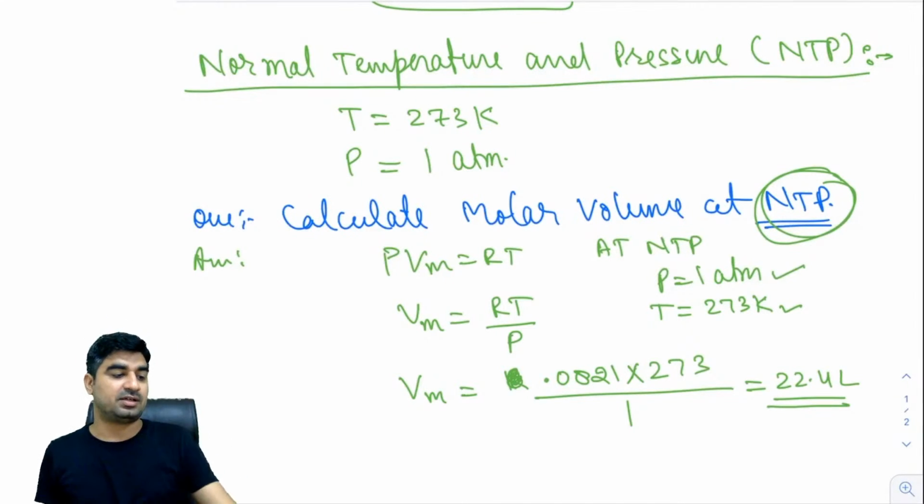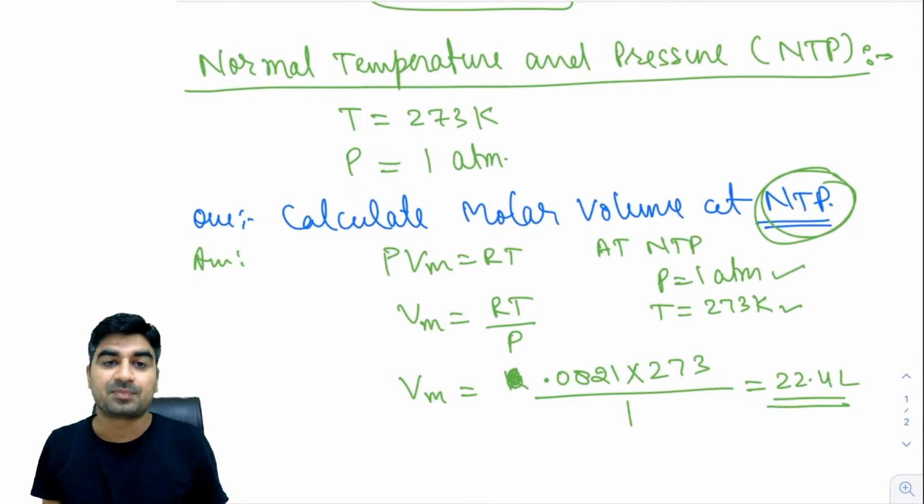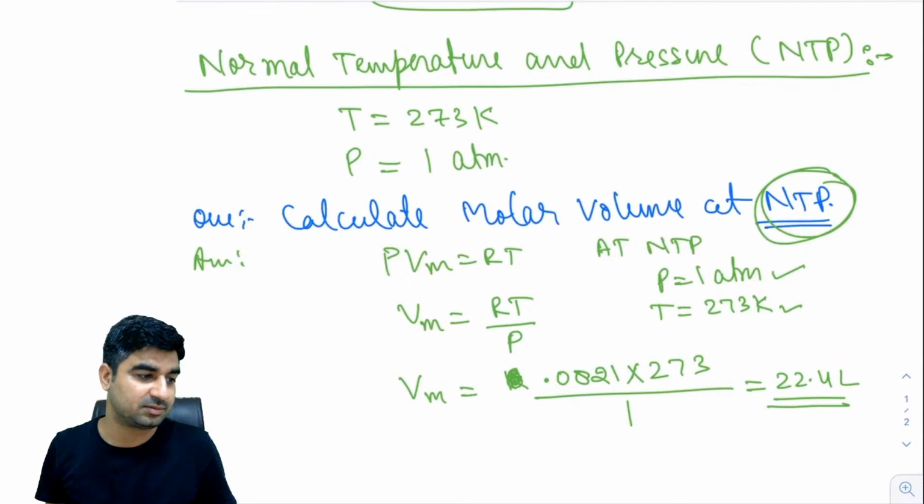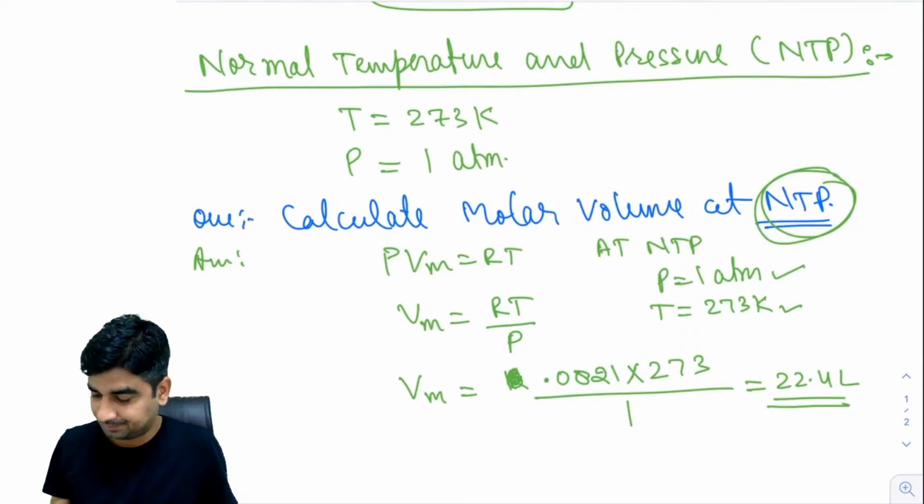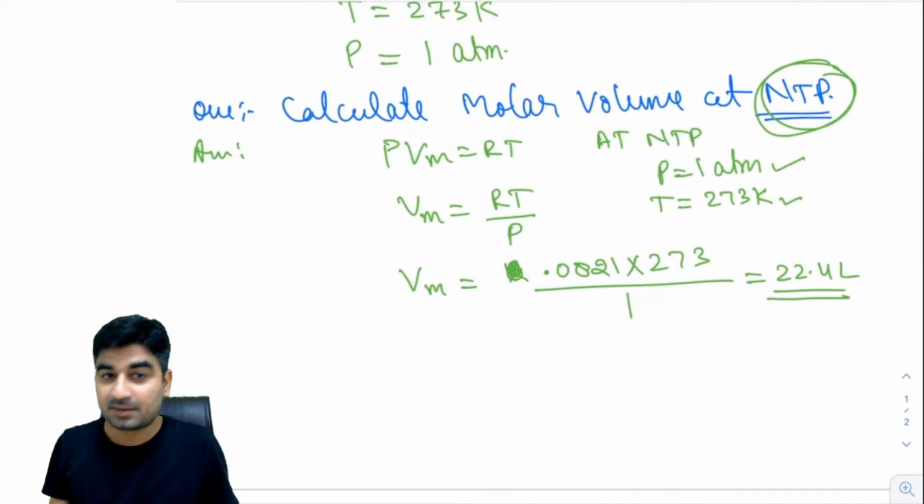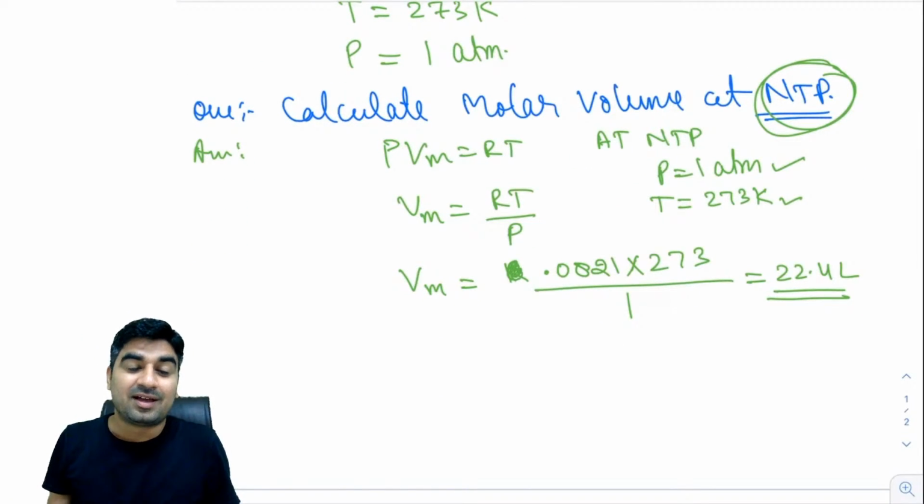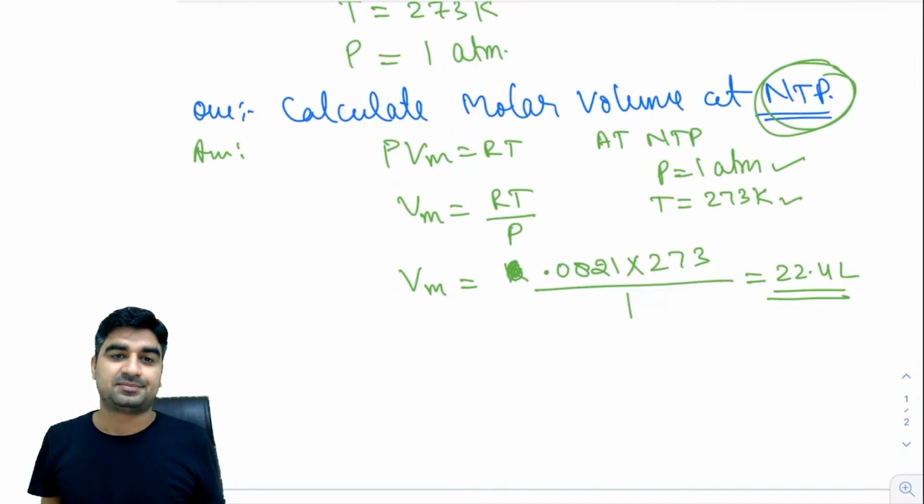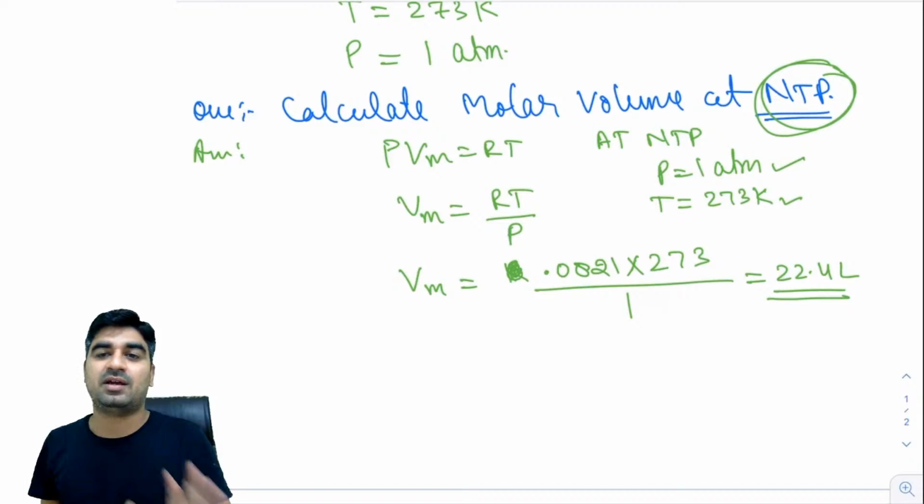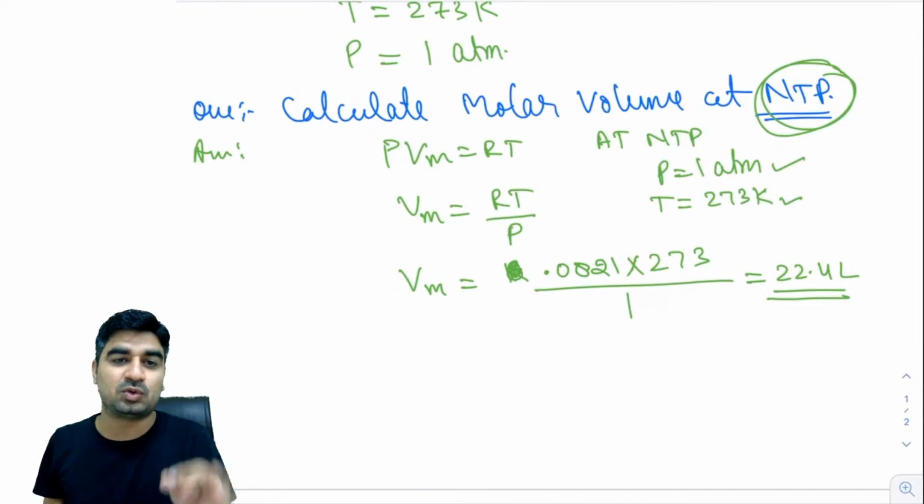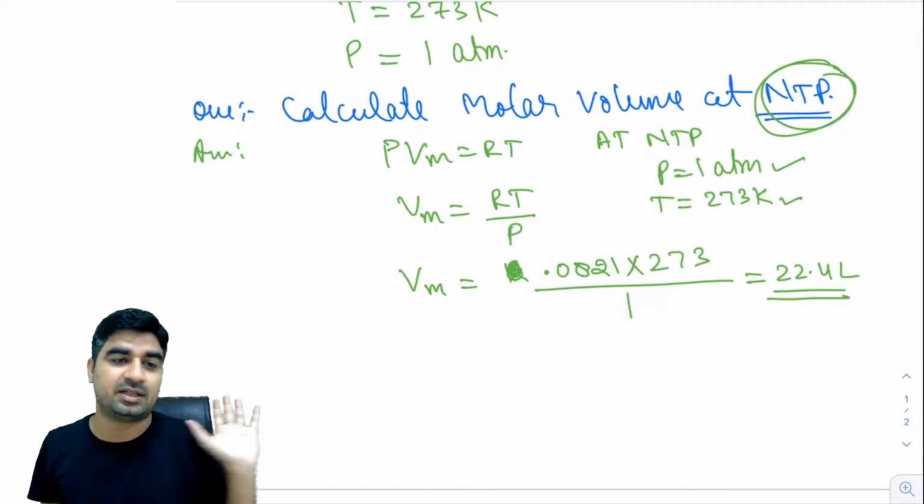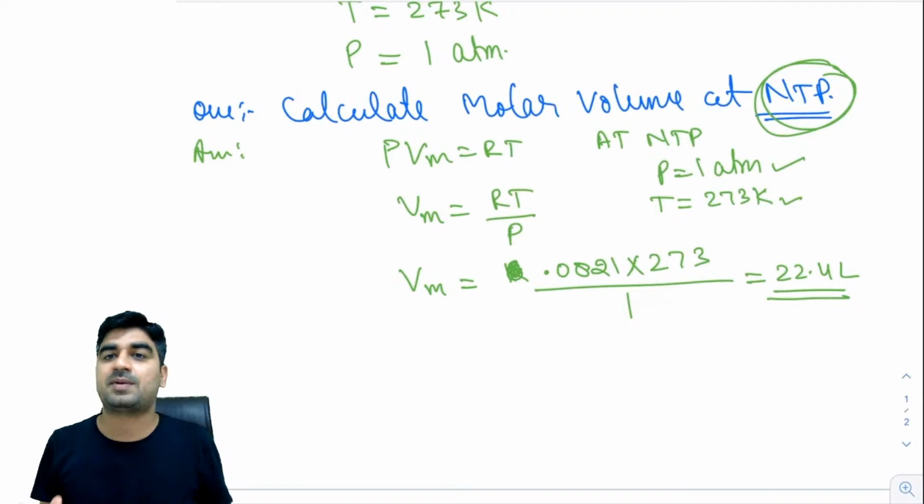If any gas is taken at NTP, this will be the volume we are going to get. This is the volume of 1 mole. And there is one more interesting point. If there is any gas, 1 mole of that gas will have this volume. It can be H2, O2, N2, CO2, CH4, anything, irrespective of the gas.